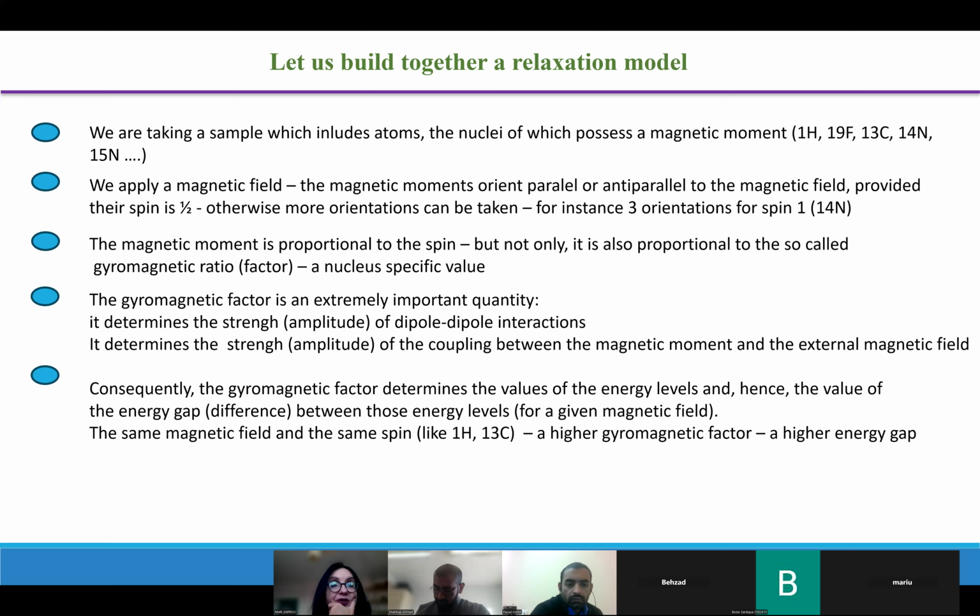So here you have point 3. The magnetic moment is proportional to the spin. But the proportionality factor is called gyromagnetic ratio or gyromagnetic factor. So here we also must understand the concept of proportionality, that quantity y is proportional to quantity x if y is equal k times x, where k is the proportionality factor.